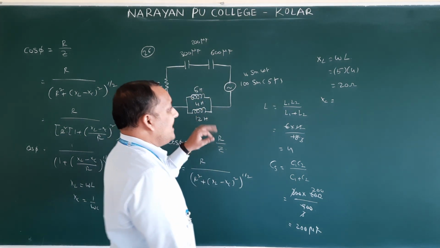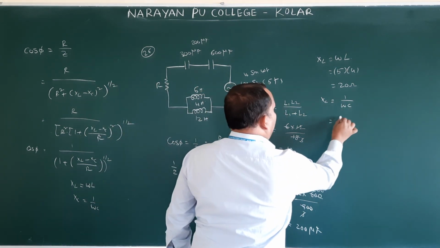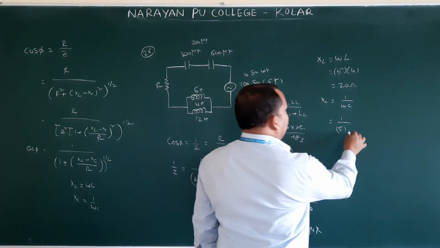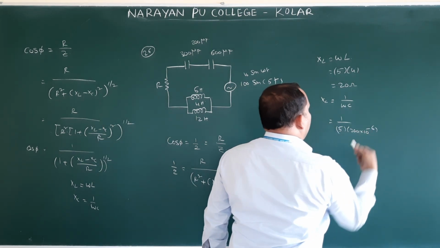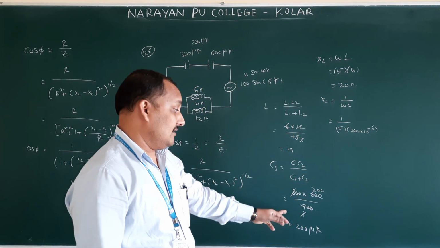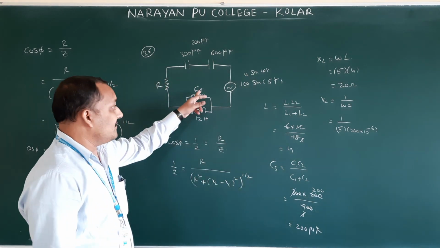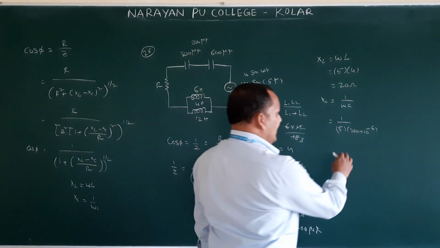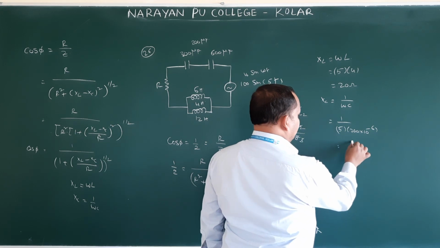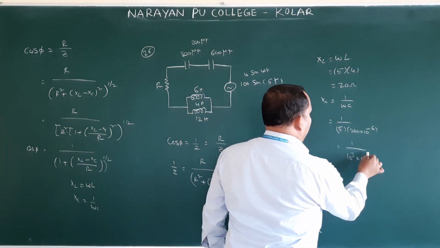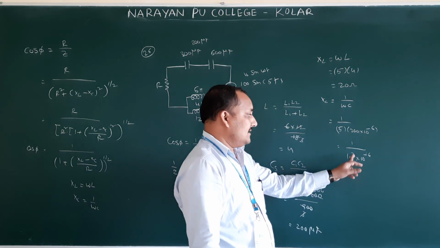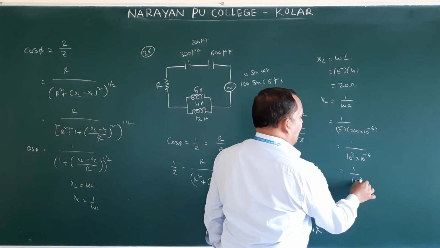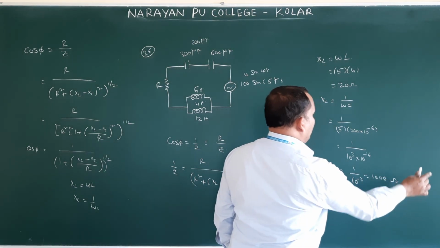Now XC is equal to 1 by omega C. Again omega is 5, and the C value is 200 into 10 power minus 6, since it is in microfarad. We should not substitute only 200. Here it is Henry, therefore we substituted 4; they did not give millihenry or microhenry. But this is microfarad, therefore 10 power minus 6. 5 into 200 is 1000, which is 10 cube into 10 power minus 6, so 10 power minus 6 plus 3. That is nothing but 1000 ohms.